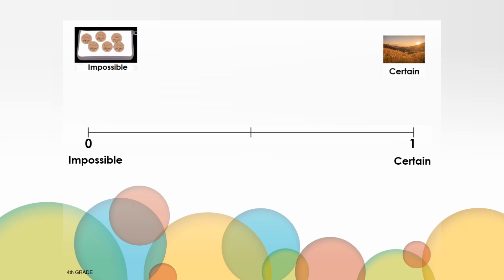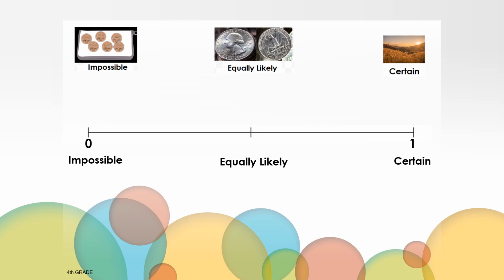Some events have outcomes that are equally likely. For example, the coin flip we talked about earlier has two outcomes. It is equally likely that when I flip the coin, it will land on heads or tails. Events that are equally likely belong at the half mark on the number line.